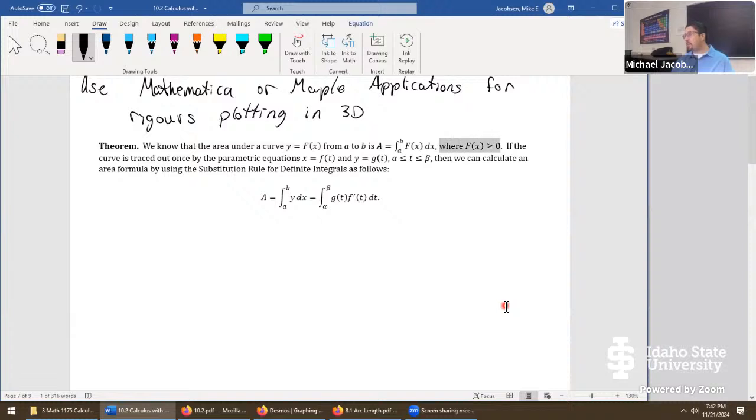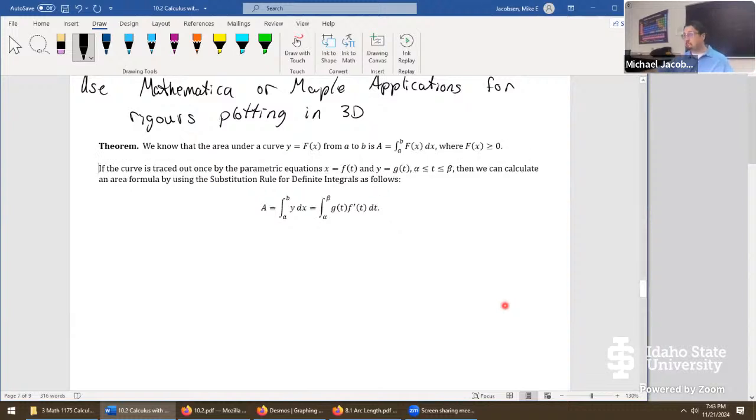It becomes an actual area if f is bigger than or equal to 0. If it's not, we think of it as net area, signed area: negative if it's below the x-axis, positive if it's above. But this is our new situation.